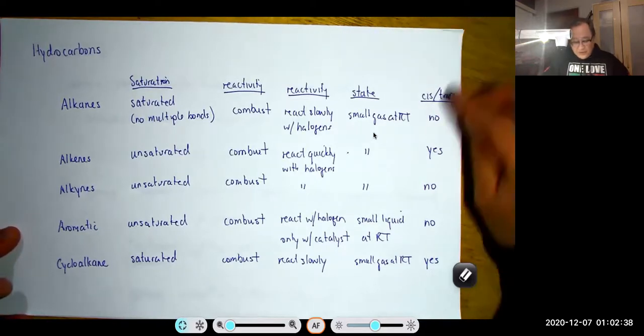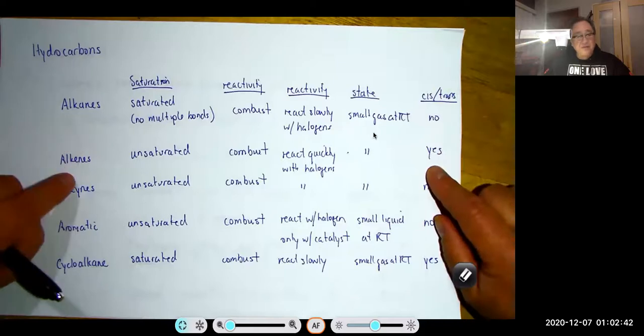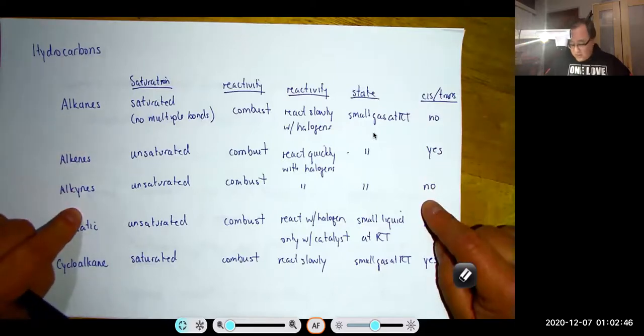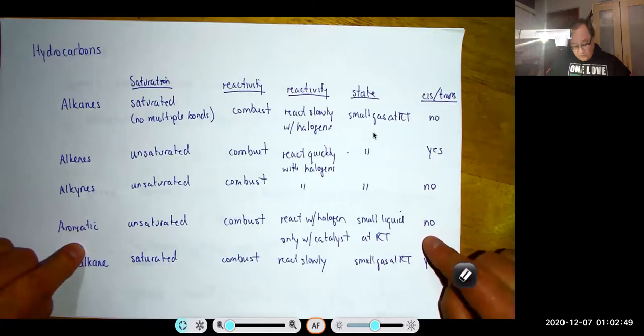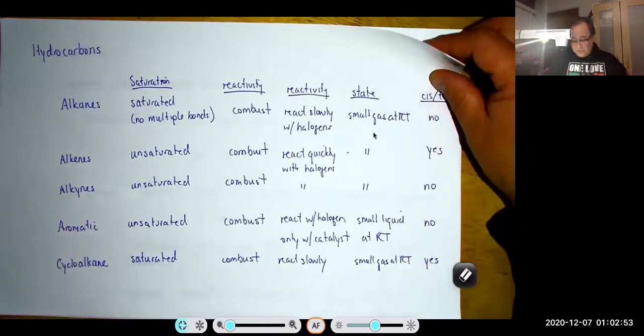Isomerism. Can you have cis-trans isomerism with alkanes? The answer is no. Can you have it with alkenes? The answer is yes. How about alkynes? No. How about aromatics? No. And cycloalkanes? Yes, you can have cis-trans isomers.